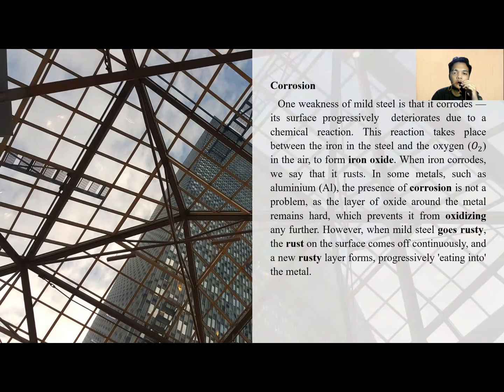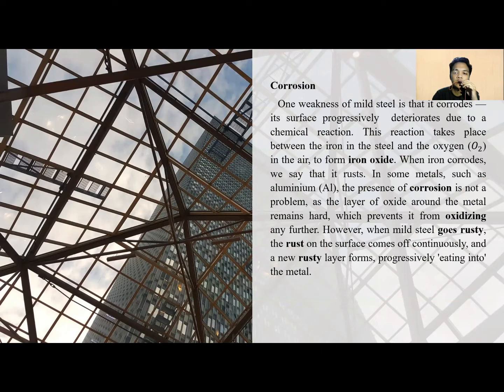Corrosion. One weakness of mild steel is that it corrodes. Its surface progressively deteriorates due to a chemical reaction. This reaction takes place between the iron in the steel and the oxygen O2 in the air to form iron oxide. When iron corrodes, we say that it rusts.